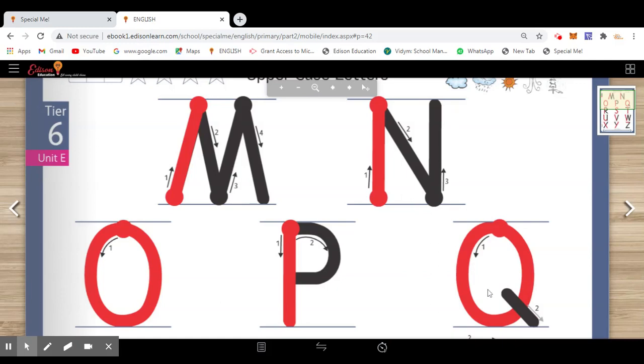Now come to the next letter. Which letter is this? This is uppercase letter Q and Q is a phonic sound of letter Q. So let's listen to its phonic song.